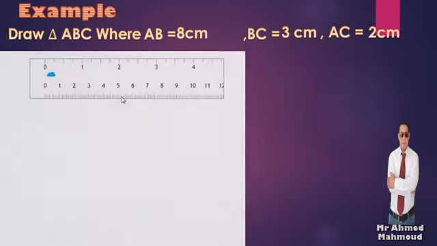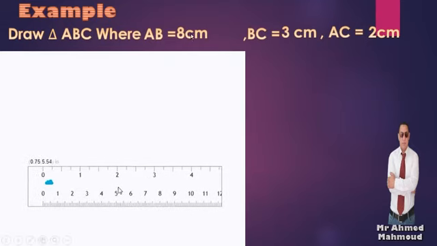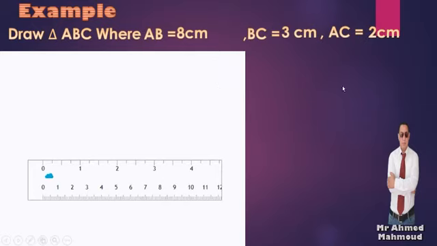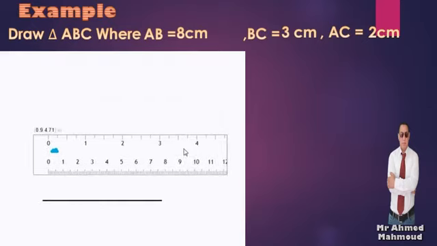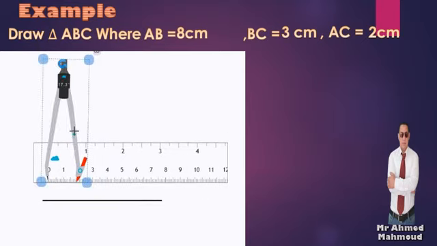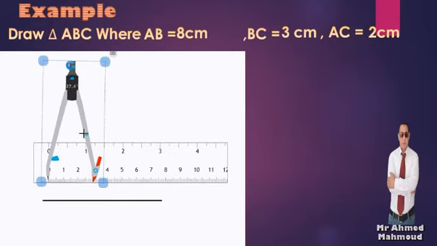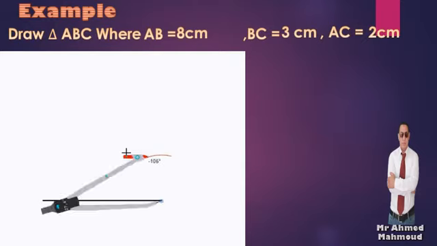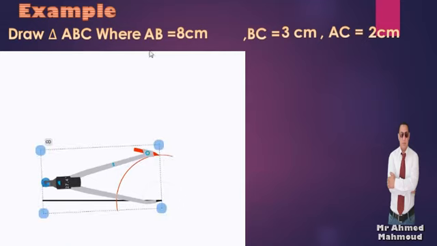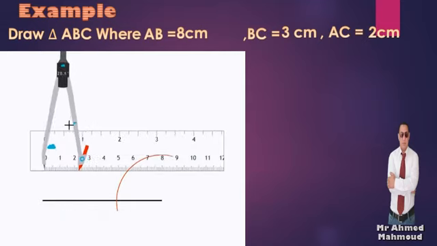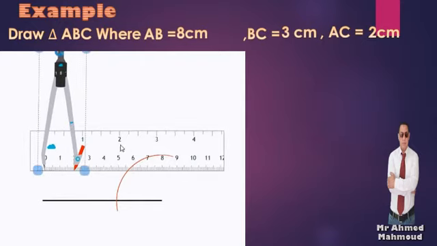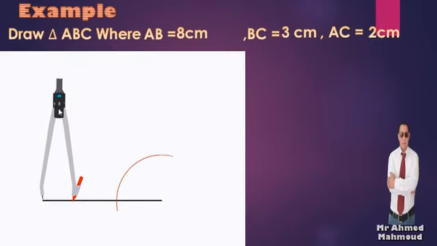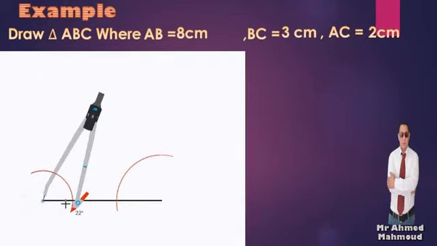By using the ruler here, I'm going to draw the larger one, which is 8 centimeters, like this. And then by using the compass, I'm going to open the compass 3 centimeters to draw BC, from 0 to 3. And then put the compass on the start of the line segment to the right and draw an arc like this. Finally, I'm going to open the compass 2 centimeters to draw AC, and then put the compass on the left point to draw another arc. Now we don't have an intersection point, so I can't draw the triangle, as you see.